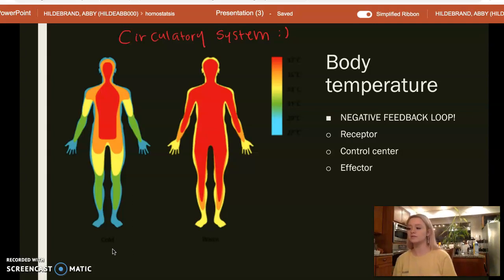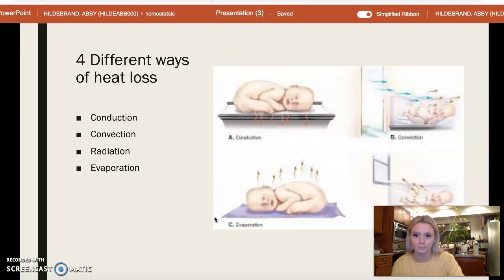So with skin and temperature control, the receptor is the temperature receptors in the skin, and then that would travel to the hypothalamus of the brain, which is the control center, and then that would go to the epidermal capillaries and sweat glands to secrete sweat to cool the body down. I don't know why I said calm.